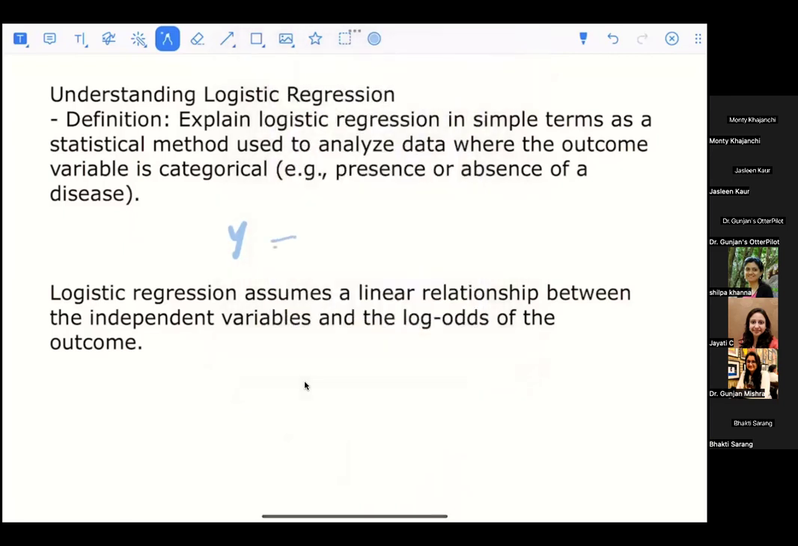Okay. So y is equal to, can you see that? Yes, it's clear. Can you see the blue ink? This is the equation.